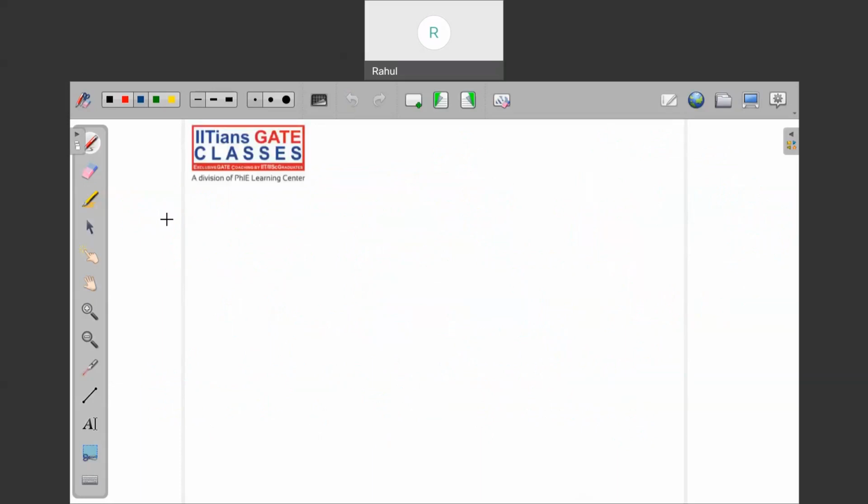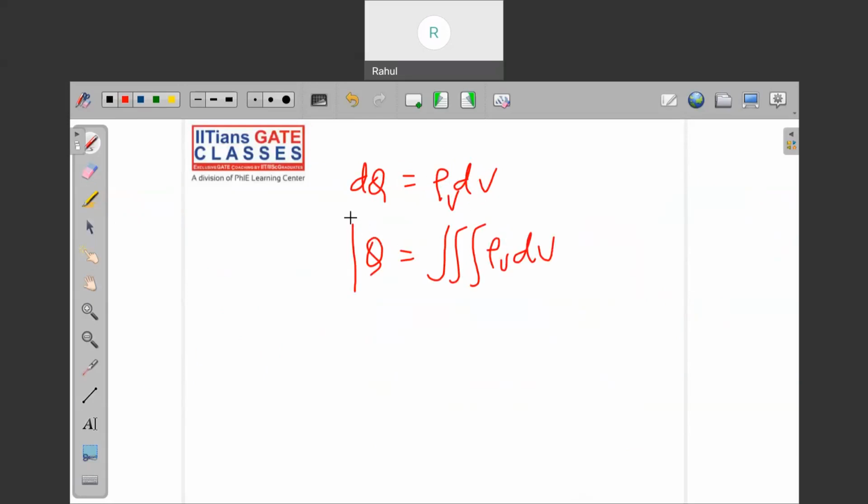Let us talk about this. If your differential charge is rho v dv, suppose this is a differential charge. You know that rho v is the volume charge density, and if you multiply it with dv, it becomes charge. So you can integrate, and you will get Q equal to the triple integral of rho v dv. This you have to compute.